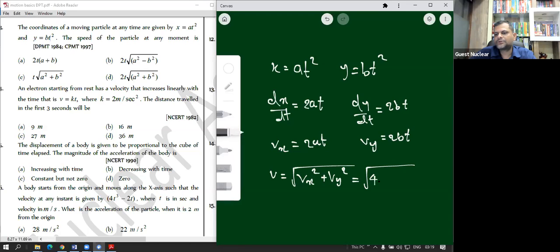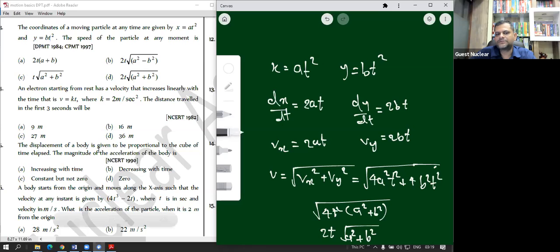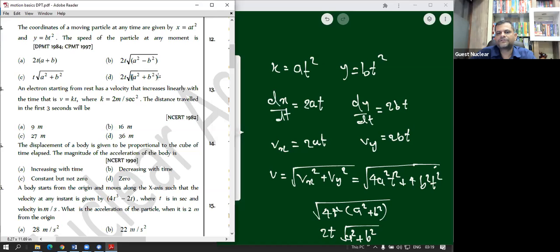so that we get root of (2at) whole square, which is 4a square t square, plus (2bt) whole square, which is 4b square t square. Hence we take 4t square common and get 4t square into root of a square plus b square. The root of 4t square becomes 2t, and root of a square plus b square is left as it is, which is there in option number D, which is going to be the correct option.